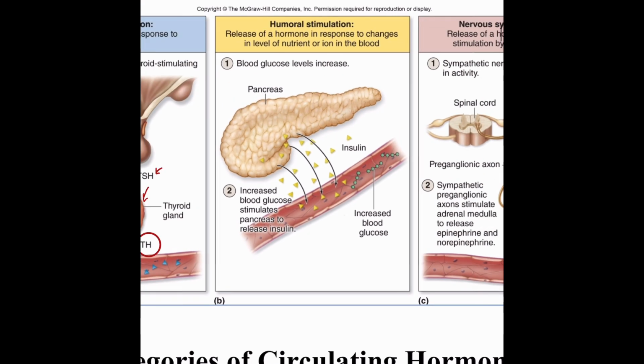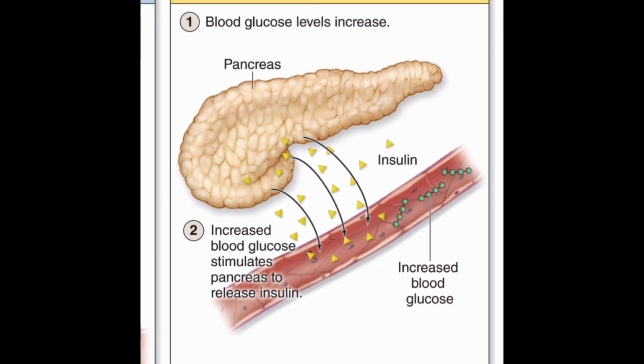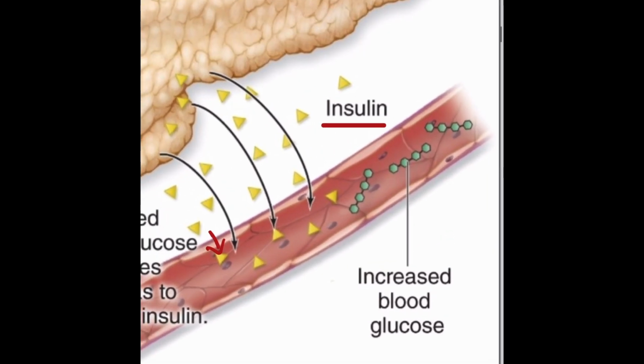So this has a chemoreceptor that is going to be testing the blood, and it's going to send a signal to the pancreas, and then the pancreas will be like, okay, we need insulin, and then this insulin will go into the blood, and it will capture this glucose and store it.